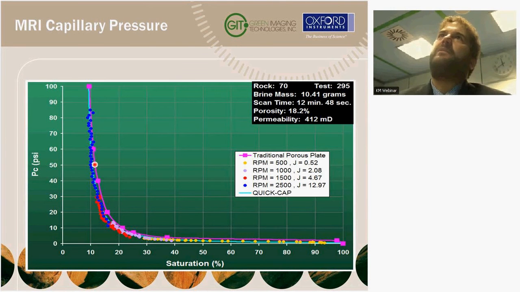The pink line with the squares is a porous plate measurement, so they correlate very well. We've done many, probably over 100 of these over the last 5 years, and they correlate very well. We typically only do 2 centrifuge speeds to fully define that pressure curve, thus making the experiment 3 to 4 times faster than what's traditionally done with the traditional centrifuge.